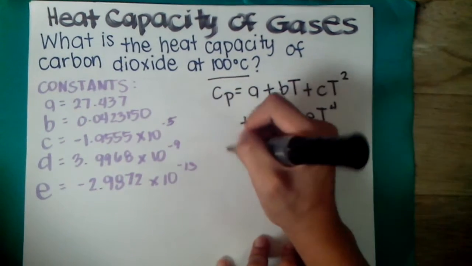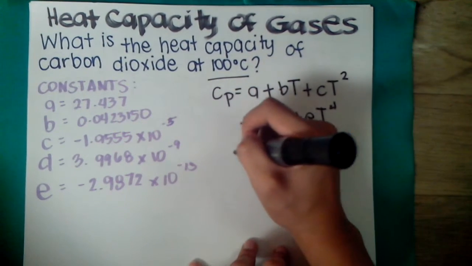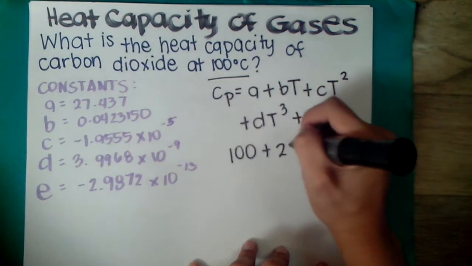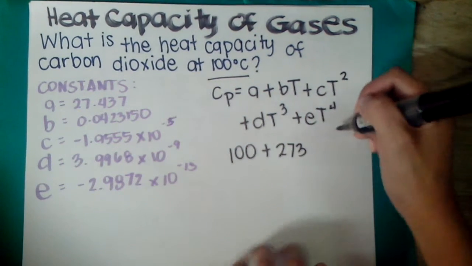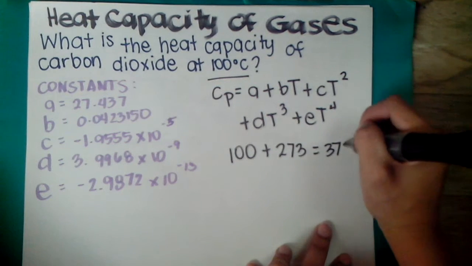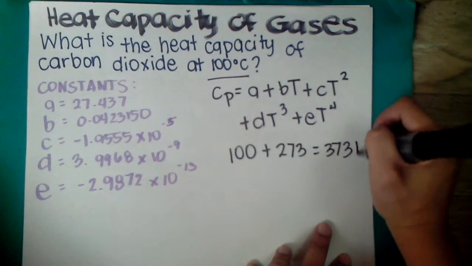Before we solve, first we have to convert our 100 degrees Celsius into Kelvin. We just add 273 to that. This gives us 373 Kelvin.